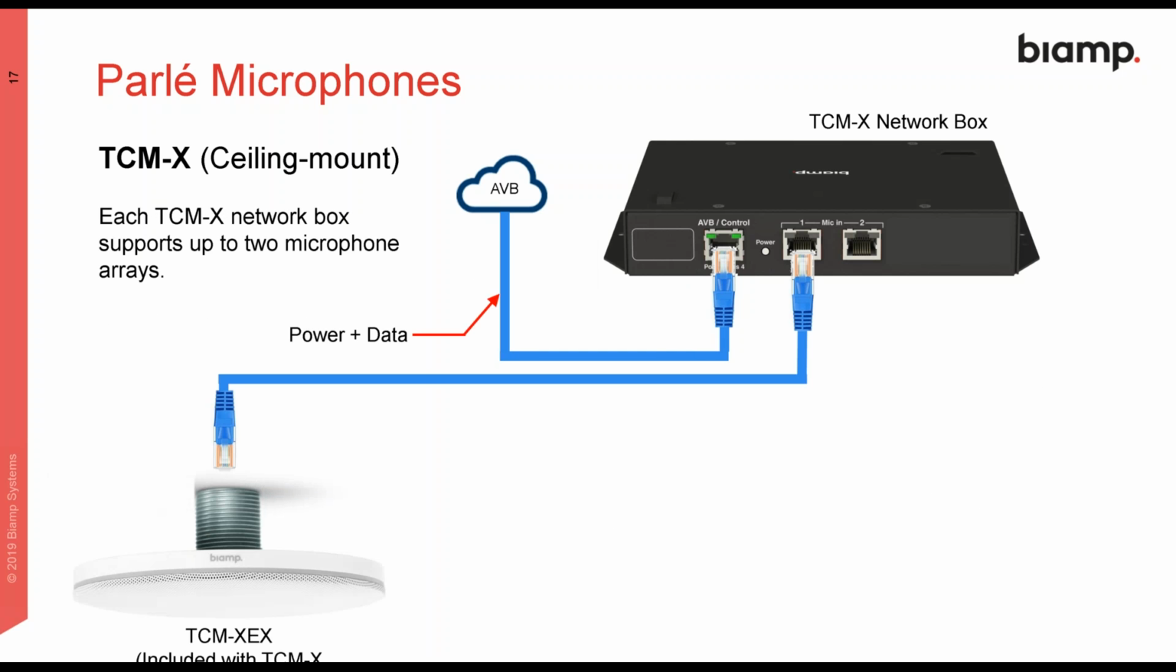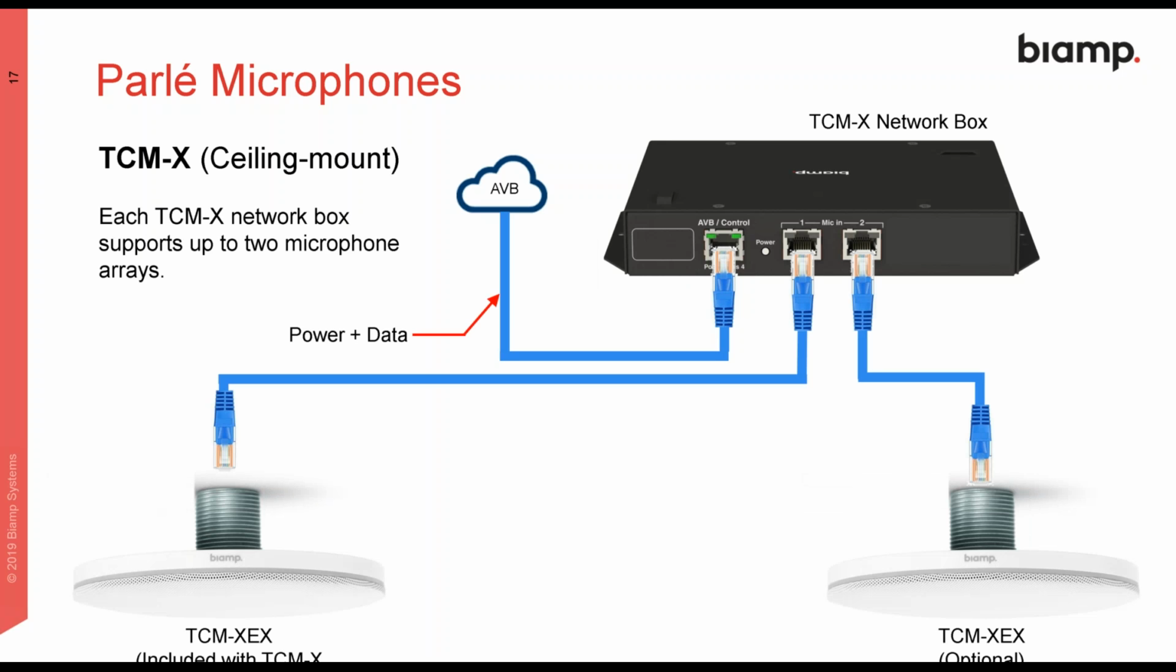So how do you connect those microphones? It's really similar to the tabletop version. You've got a network box at the top. You've got mic in 1 and 2, so 2 ports connecting each mic using category cables only. And then you've got the AVB/control port to go back to either your Tessera using your PoE plus injector or to your switch.